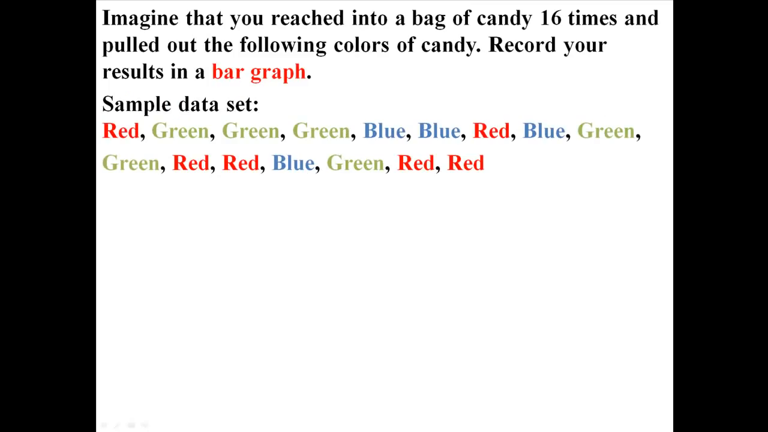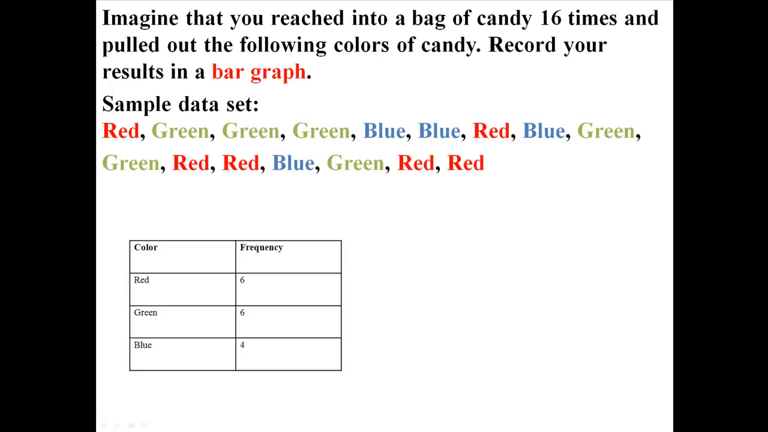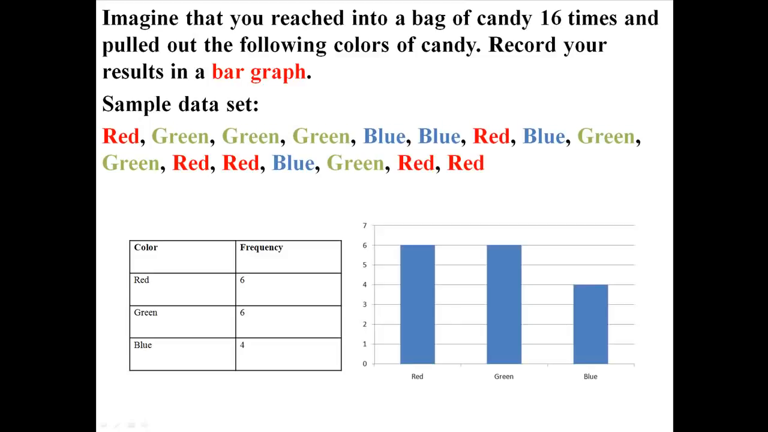So back to my old example, imagine that you reached into a bag of candy 16 times and pulled out the following colors. Record your results in a bar graph. So just like before, I'm going to organize that into a frequency distribution. And now based on this frequency distribution, I can organize it into a bar graph like this.